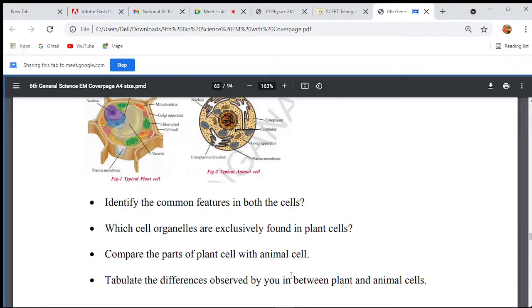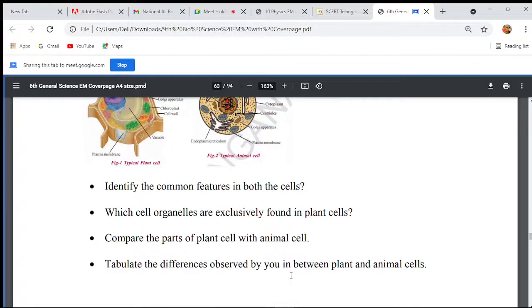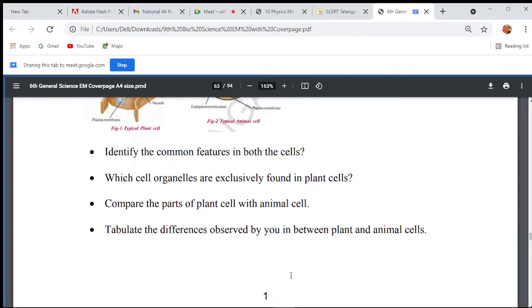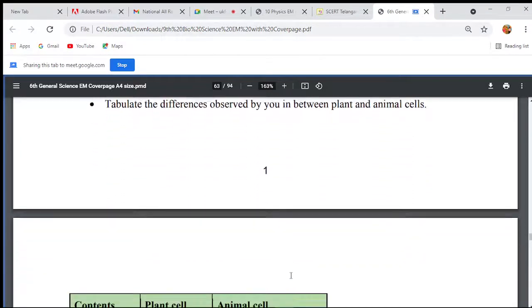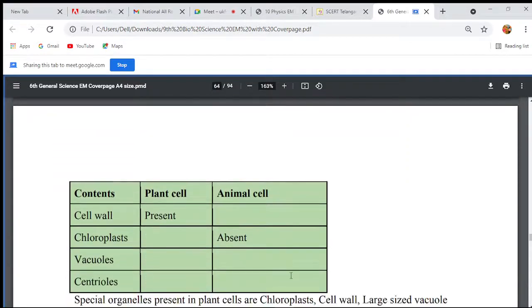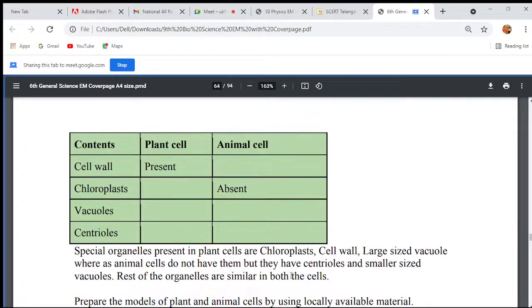Comparing the parts of plant cell with animal cell, you had to compare all the parts of the plant cell, and then compare with the animal cell also. Next question is you had to write the differences, whatever differences you have seen in plant cell and animal cell. So here some of the differences are there. In plant cell, cell wall is present, whereas in animal cell, cell wall is absent.